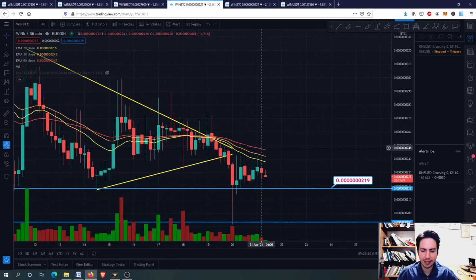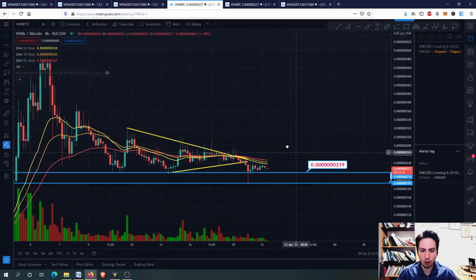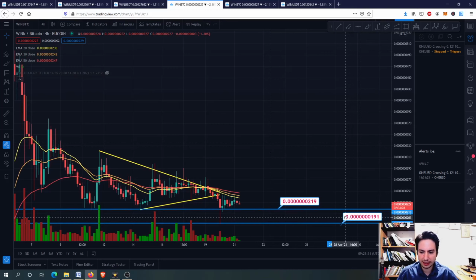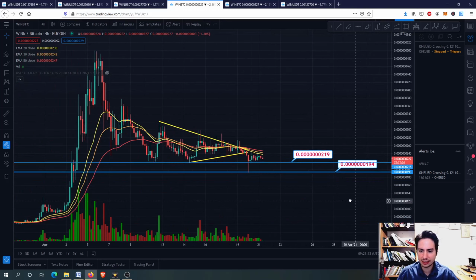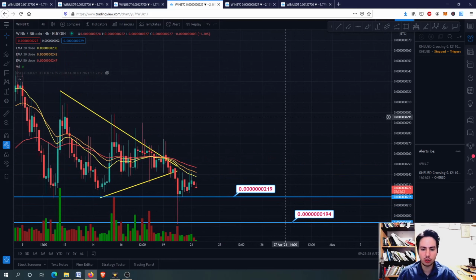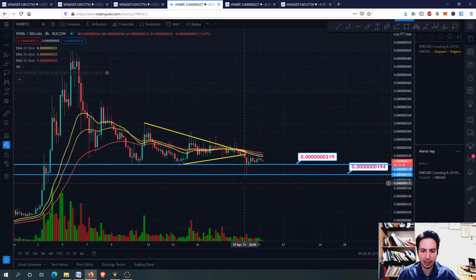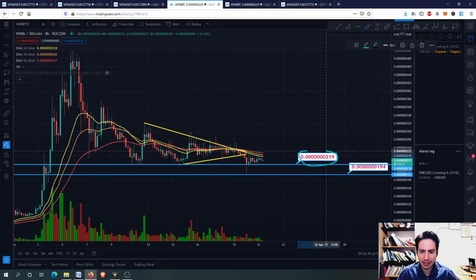The 50-day EMA is still above the 20 and the 30-day EMA, and the 30-day EMA and the 10-day EMA are our resistance lines for now. We want, of course, to maintain this support level here, guys, at 0.194. The reason we have this is because we divide Wink's price by Bitcoin's price as well, and we hold this support level, and we want to hold now this support level right here.